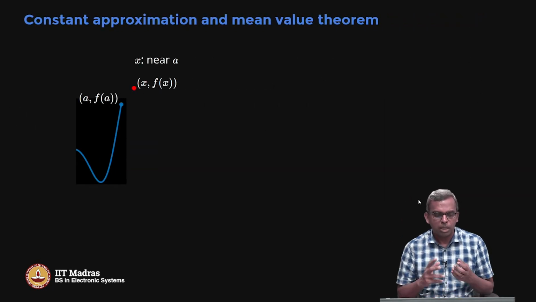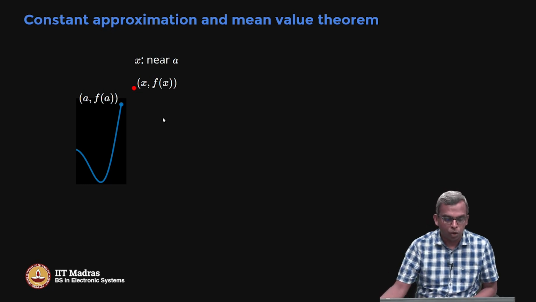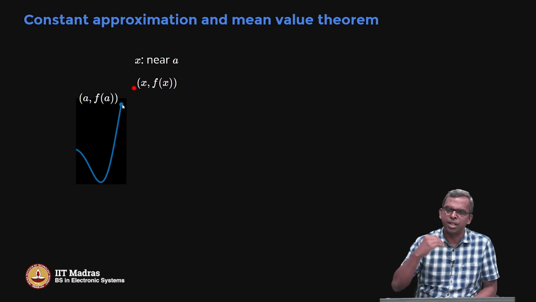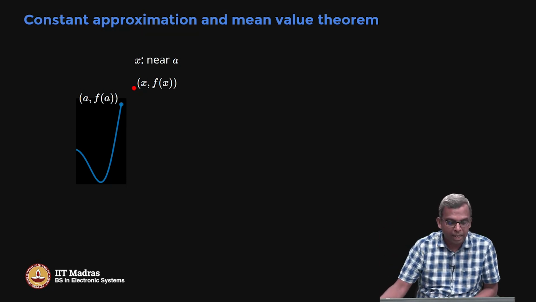So what's the basic idea behind Taylor's theorem? The basic idea is the following. This says constant approximation. I'll come to it, but the basic idea is you have some function which you know is smooth, in the sense it is continuous, it is differentiable, and multiple higher derivatives exist. So it's a very smooth function, and you know its value at x equal to a, which is f of a.